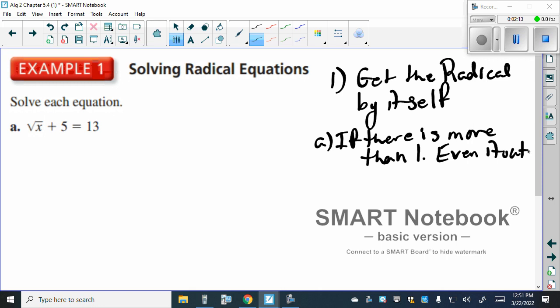All right, guys. Our first main step is to get the radical by itself.